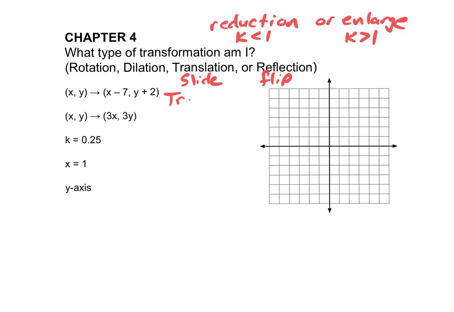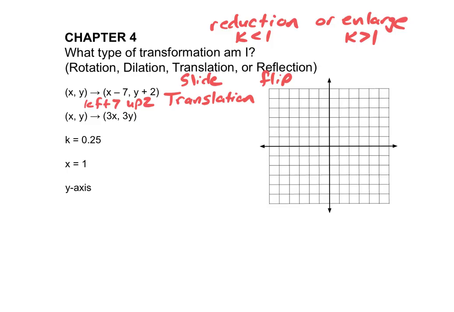So this one here is a translation. What does x minus 7 tell me I'm going to do? What am I going to do to the x value? What direction does x move? Like the x-axis, it moves left to right, right? So if I go x minus 7, what direction am I going to move my x values? Left 7, okay? So this one's going to go left 7. And then my y value is going plus 2, so it's going to go up 2. Okay, so a plus and a minus tells me moving left, right, up, and down.